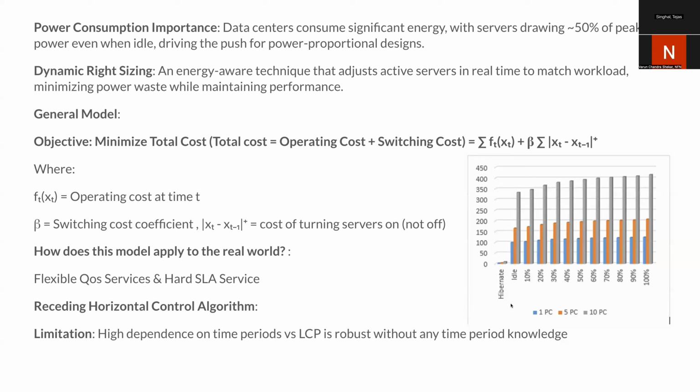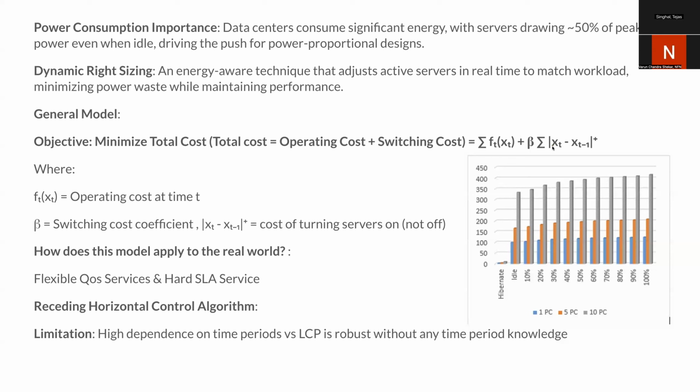without compromising user experience. So for the general model, the entire objective is to minimize total cost, and total cost is operating cost plus switching cost. Operating cost refers to f_t(x_t) at a time t, and beta is a switching cost coefficient, and x_t minus x_{t-1} is the cost of turning servers on or off.